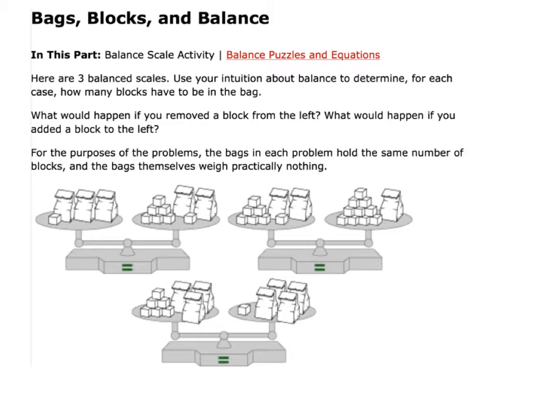Here's what the virtual balance scale is going to look like. The bags represent the x's, the blocks represent the ones. They'll be given an equation on the answer sheet and on the process. They'll have to add blocks as needed, take away blocks, add x's, because there are 3 different equations that the students will work through. And they'll have to solve them algebraically as well as using the virtual balance scale.